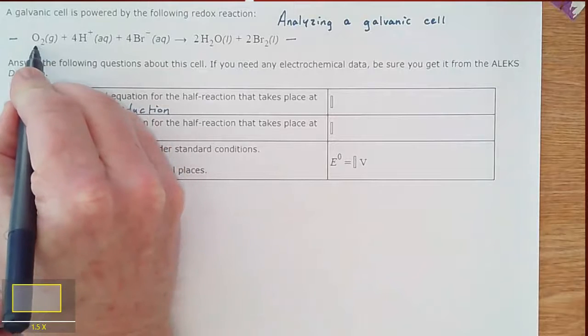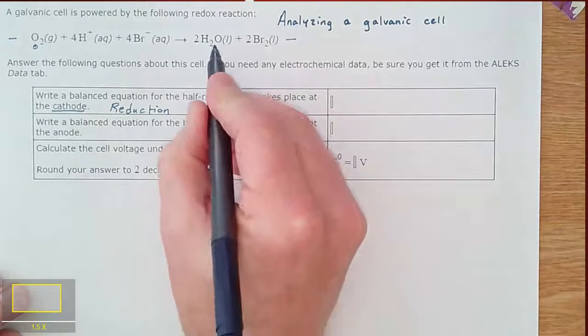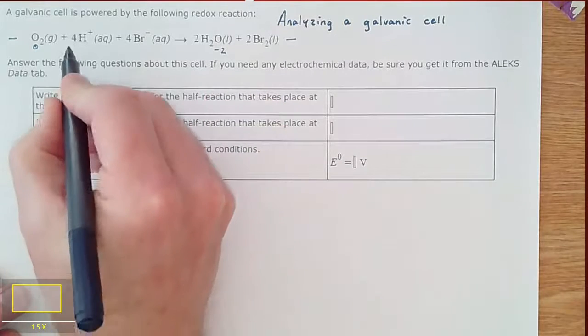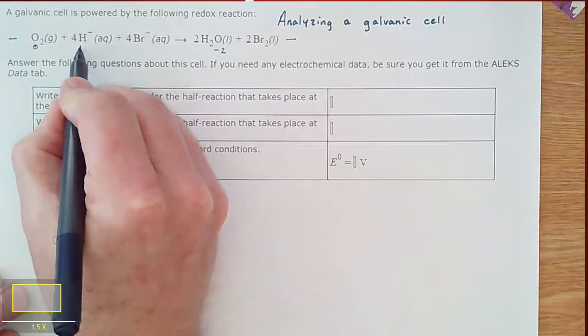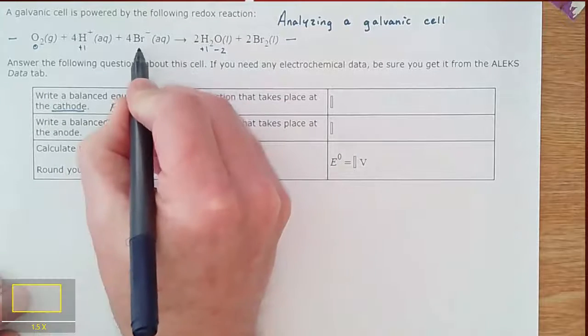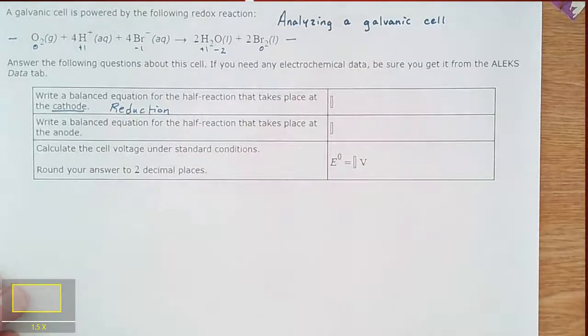So for oxygen, the oxidation number is 0 on the left-hand side, and on the right-hand side it's -2. The oxidation number for hydrogen is +1 and +1. For bromine, it's -1 and 0. So it looks to me like the oxygen is being reduced.